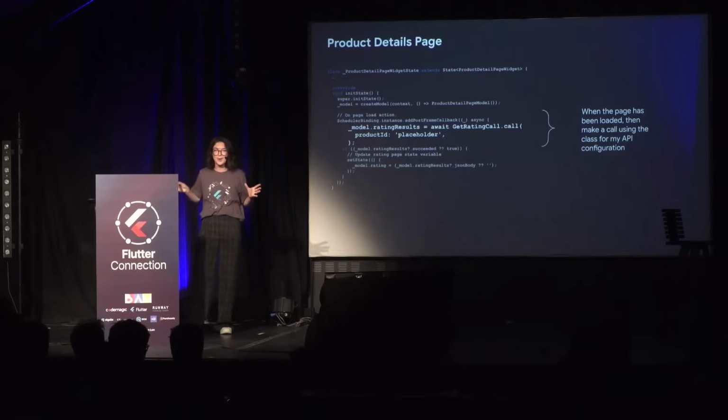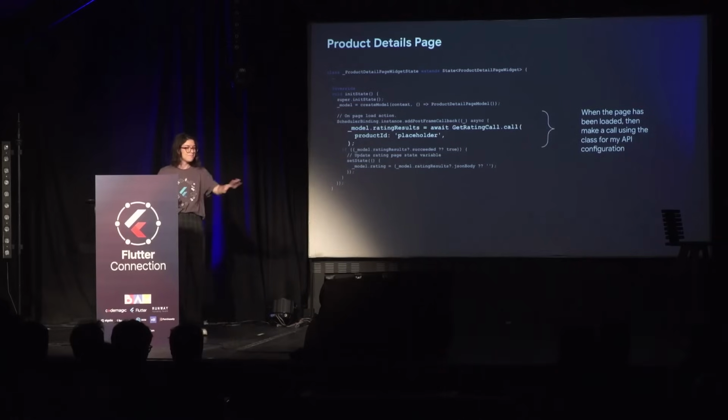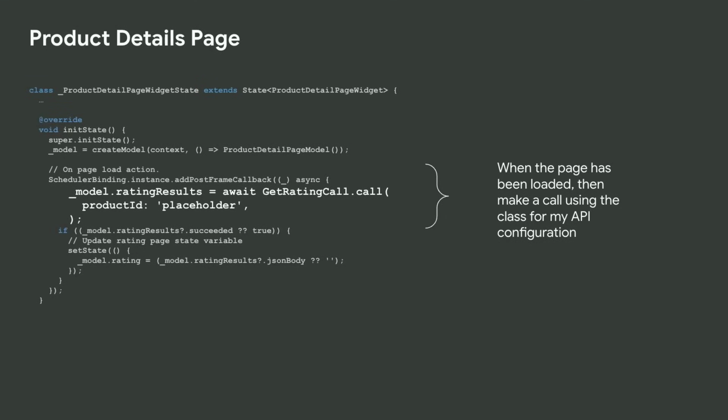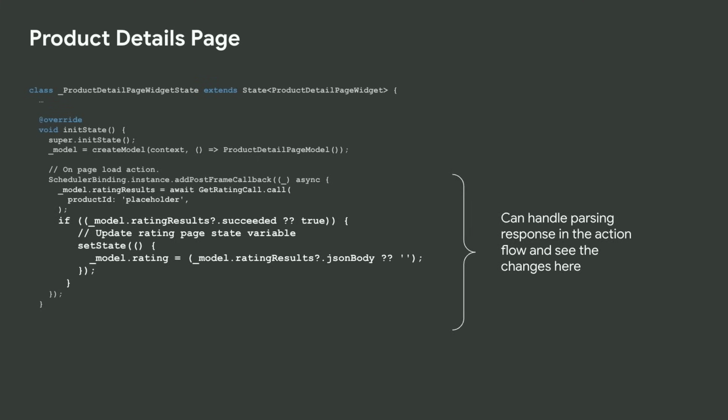Cool. So over in the generated code, I'm going back to my product details page widget code, so the UI layer. And I can see that this bit of code has been added. So in initState, when the page has actually loaded, then make a call using the class for my API configuration. And if you did something like handle errors or transform the result of the API call, all of that would show up here.